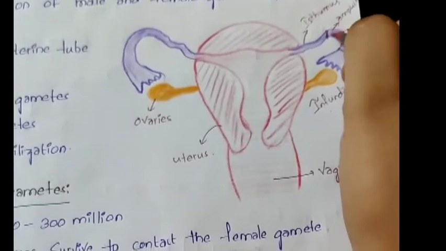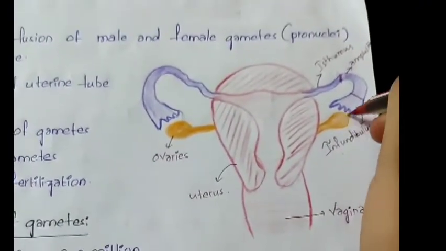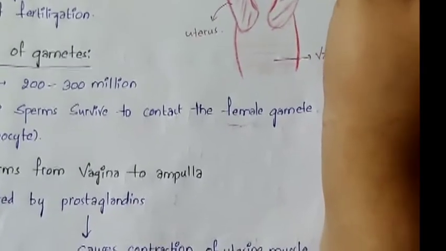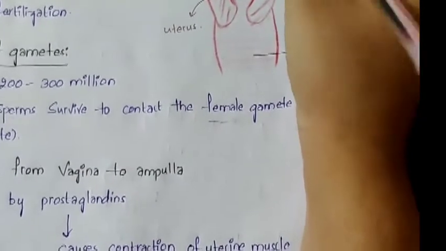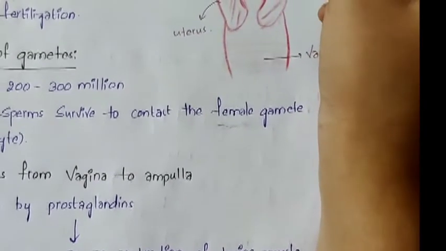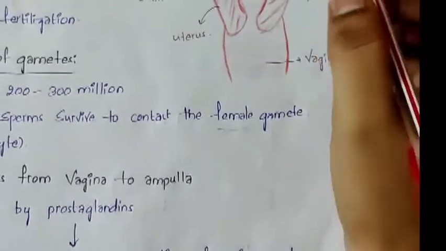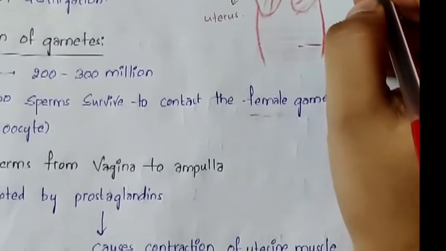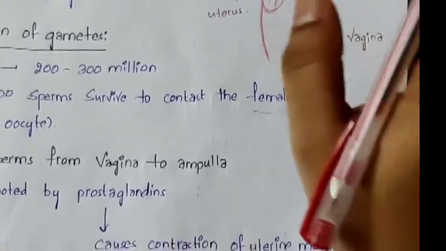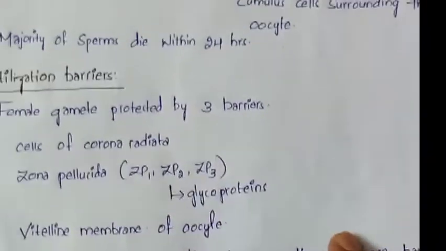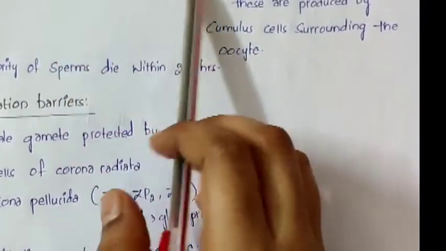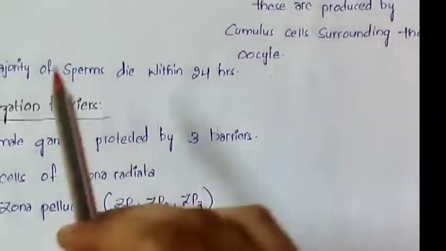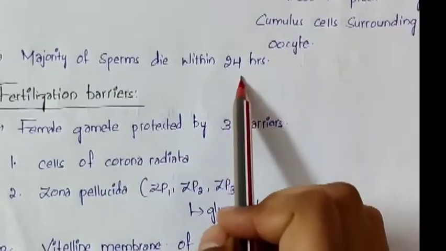The sperms become less motile and stop migrating. When the oocyte is released and it reaches near the sperm, the chemoattractants are secreted by the cumulus cells that are surrounding the oocyte. These stimulate the sperms to become motile in the ampullary region. So the sperms again become motile due to chemoattractants, produced by the cumulus cells surrounding the oocyte. The majority of the sperms die within 24 hours.